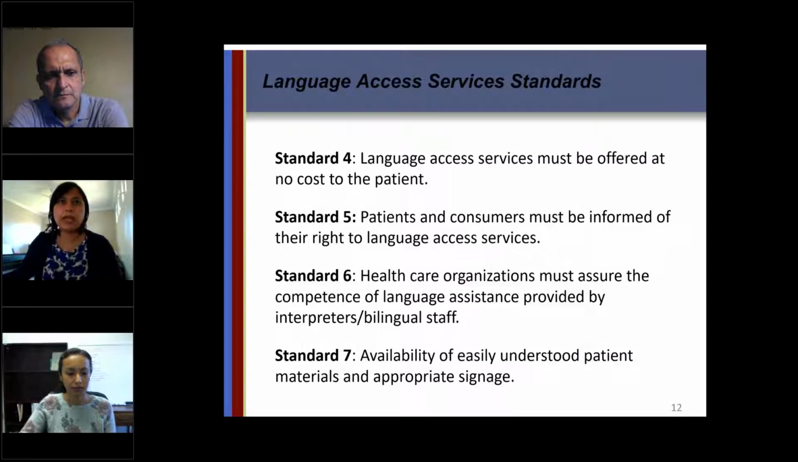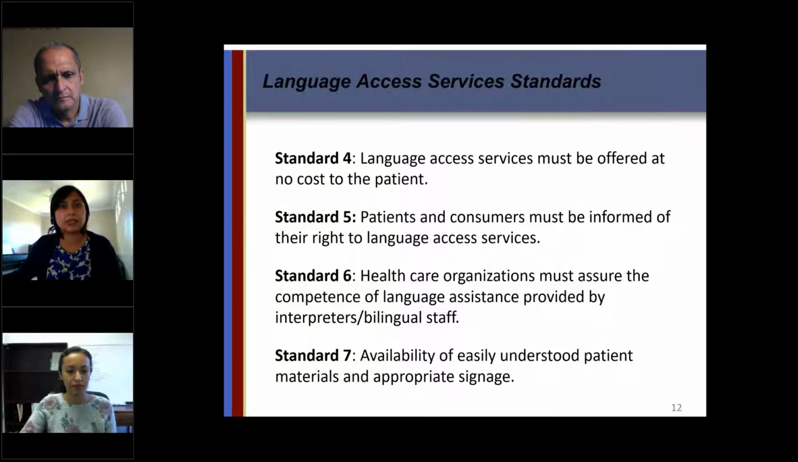So the 4 language access services standards that are outlined in the CLAS standards are mandated for all healthcare organizations that receive federal funds, and they're based on Title VI of the Office of Civil Rights as they pertain to language access. Just note that we have synthesized these standards somewhat to cover the key points during this session. You can refer to your CLAS standards handout to see the full version of each of these standards. This was in the handouts for session 1.